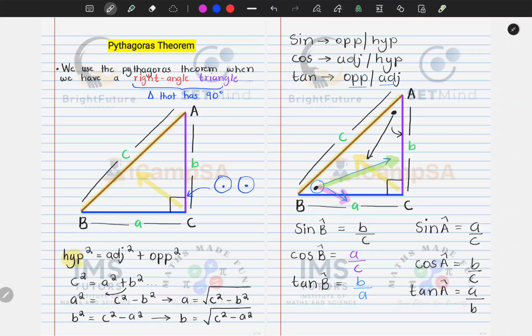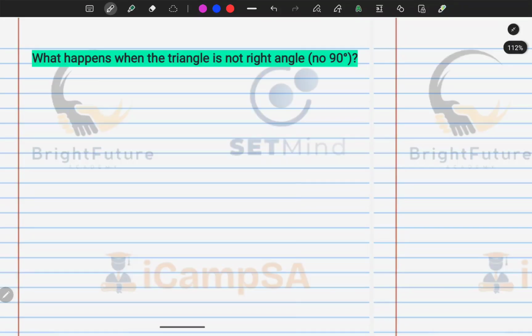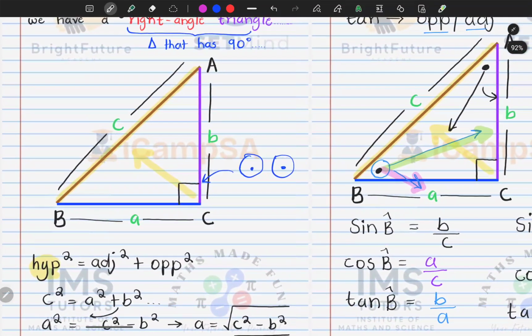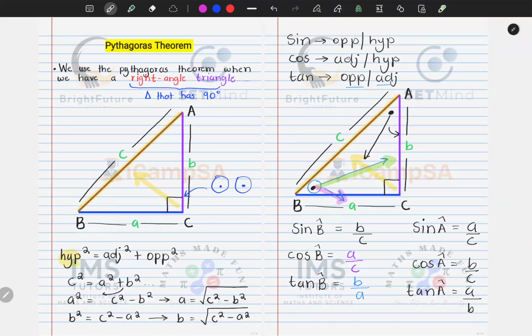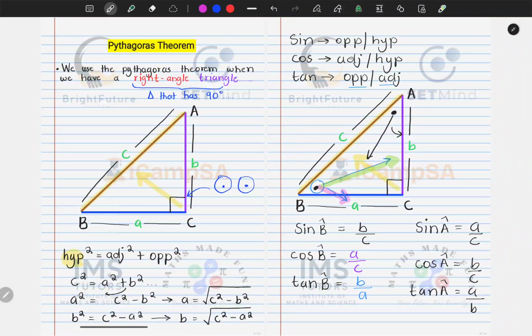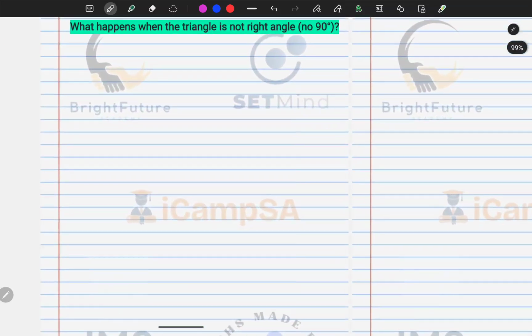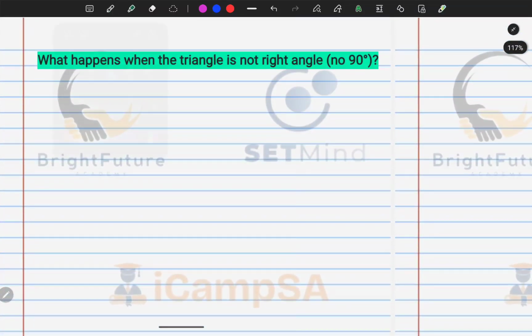But what happens when we don't have a right angle triangle? That is where sine and cosine rule come in. So let's have a look at that on the next page. The question on the screen is very important. What happens when the triangle is not right angled, meaning there is no 90 degrees as we had with this one, where we can use the Pythagoras theorem to find the length of the side, so we can use the ratios to find the angles? So what happens when the triangle does not have a right angle?